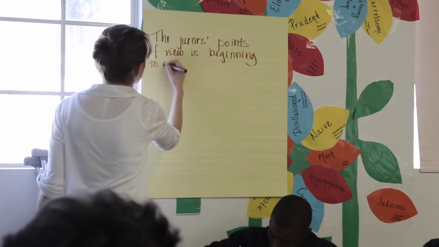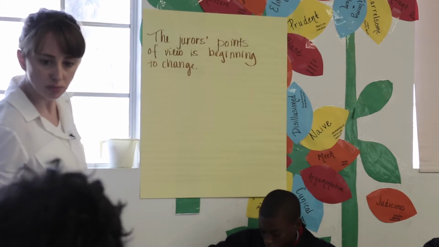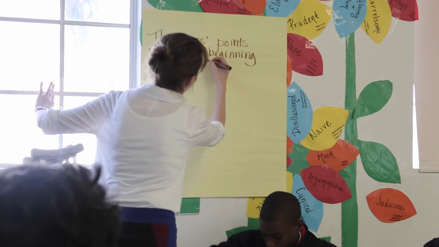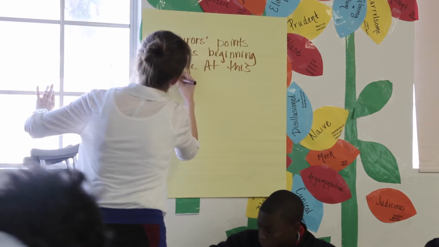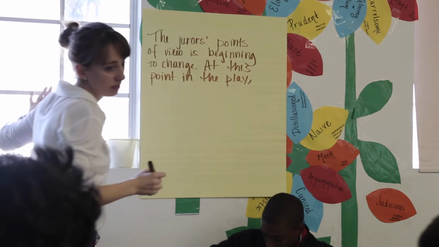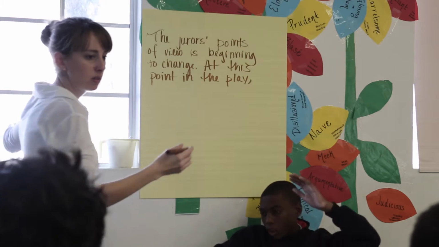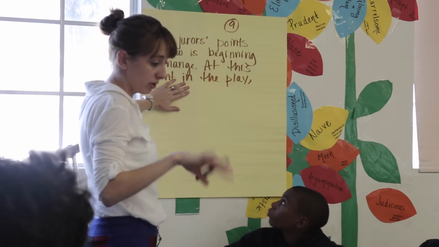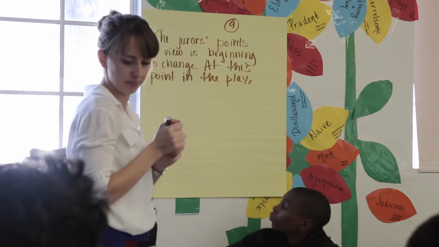Now I need to give a little bit of context. What's happened in the scene that lets me know that it's beginning to change? Great. So I might say something like, at this point in the play, and then I'm going to give a little summary of the vote that was taken. And remind me, who's the juror that changed his mind? 9. Yep, juror 9. So I'm not going to tell you how to write the context. You're going to try that on your own, okay? You can use this first sentence starter, though. Stop being weird.